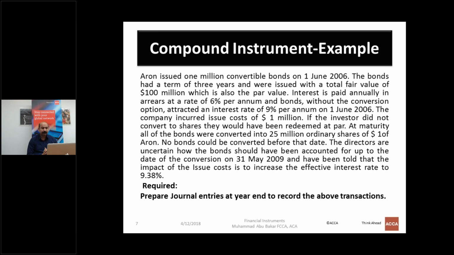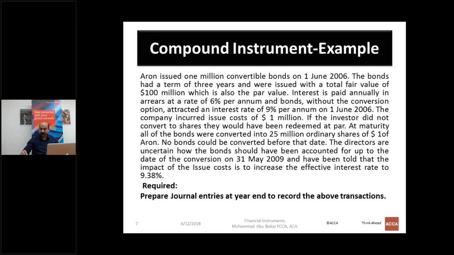2006. The company incurred issue cost of 1 million. If the investor did not convert to shares, they would have been redeemed at par. At maturity, all of the bonds were converted into 25 million ordinary shares of $1 of Aaron. No bonds could be converted before that date. The directors are uncertain how the bonds should have been accounted for up to the date of the conversion on 31st May 2009, and have been told that the impact of the issue cost is to increase the effective interest rate to 9.38%. So prepare the journal entries at year end to record the above transactions.